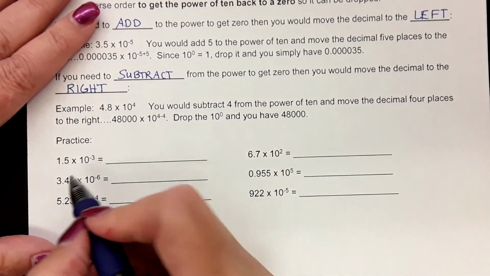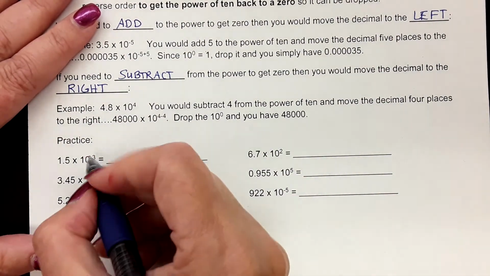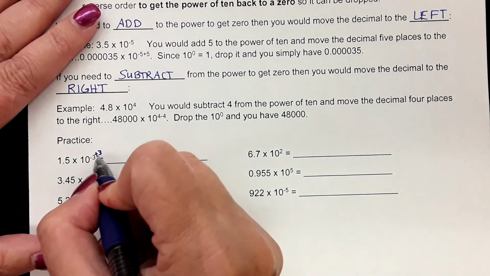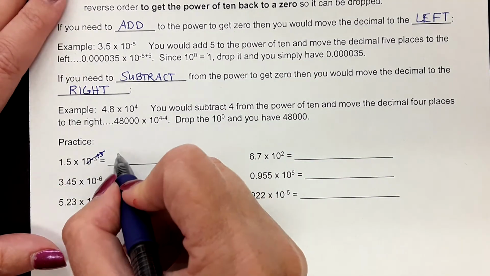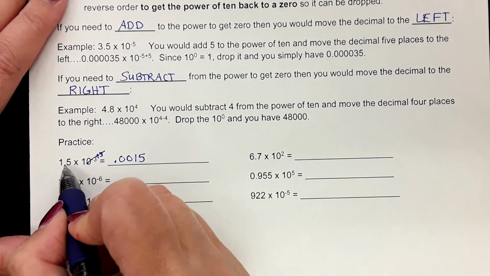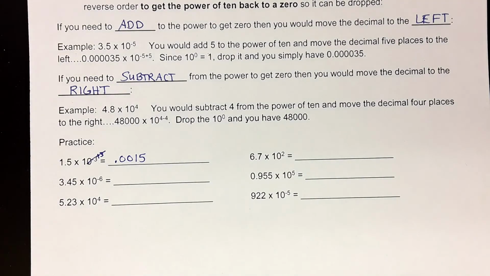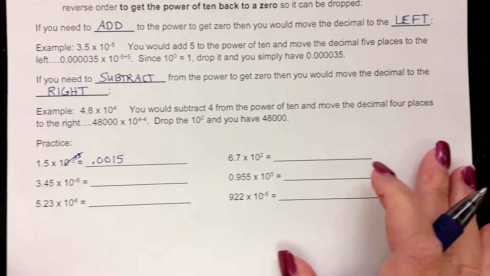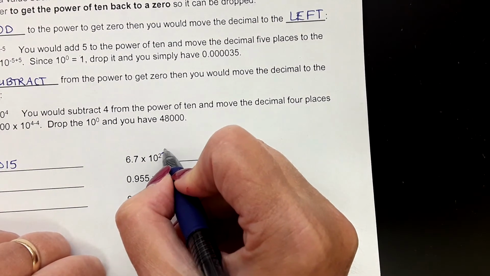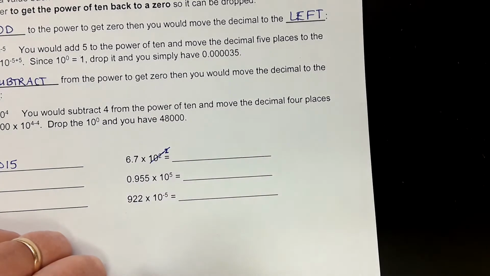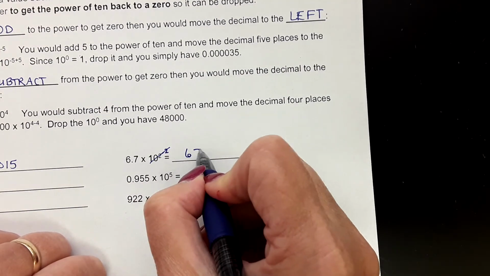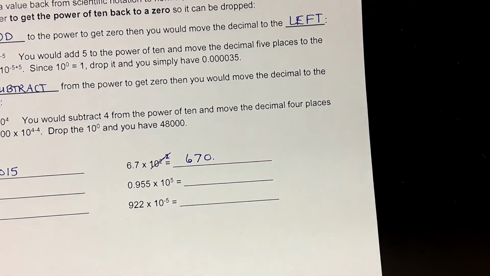So look right here. If you have 1.5 times 10 to the negative 3 and you want to expand it, you want to add 3 to the negative 3 to get 0. But if you add 3, you're going to move the decimal left. So that would be 0.0015. And we've moved the decimal 1, 2, 3 places. See? Okay, let's do a different one. 6.7 times 10 squared. We would have to subtract 2 to make that 10 to the 0 and drop it. But if we subtract 2, we have to move the decimal 2 places to the right, which would make it 670. Okay?